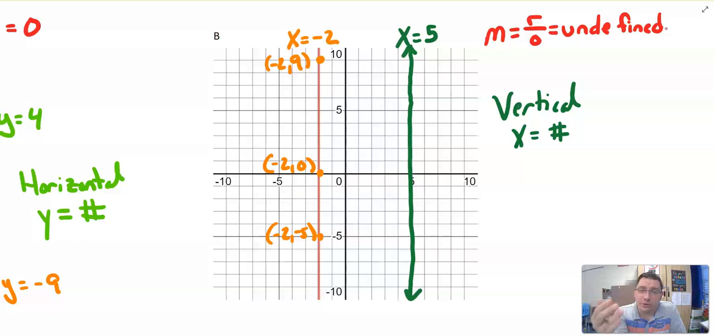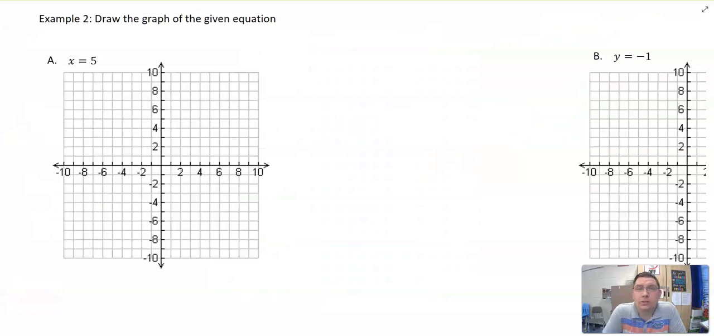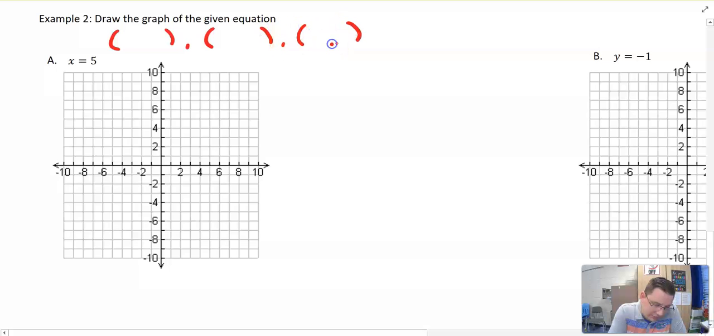Now, we looked here where the line was already on the graph and we wanted to write the equation. Let's go the other way around. Let's say we're given the equation and we want to draw the line on the graph. In example 2a, we've got that x is equal to 5. So think about some ordered pairs where x is equal to 5. Let's list 3 ordered pairs: 5, negative 2; 5, 0; and 5, 7.